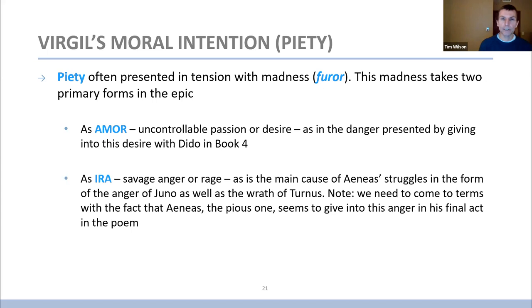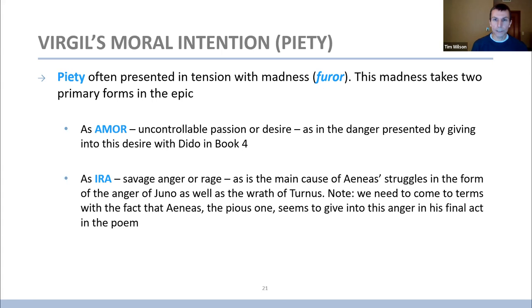And then the other form it can take is ira, which is kind of savage anger or rage. So remember, the beginning of the Iliad is menis, or rage. So to hear rage in the form of ira takes a big part of the story. And we see it in, let's say, the second half of the Aeneid, where, as I mentioned, after Pallas is killed by Turnus, Aeneas, like Achilles, becomes driven by this rage and anger in the form of wanting to take revenge on Turnus.